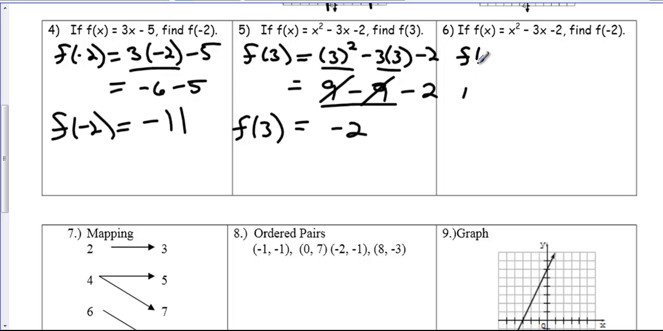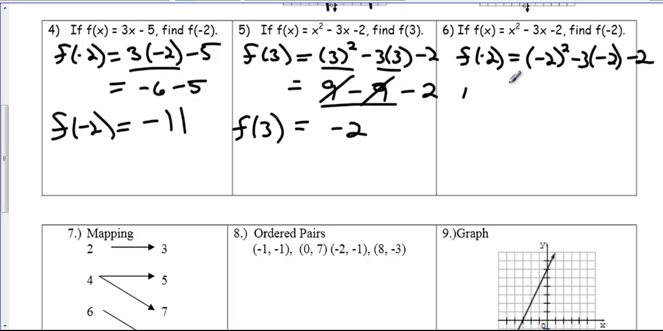Alright, we're finding negative 2 once again. And it's the same function as the previous one. Alright, just a different input. Again, use parentheses as you do this. A little bit out there.